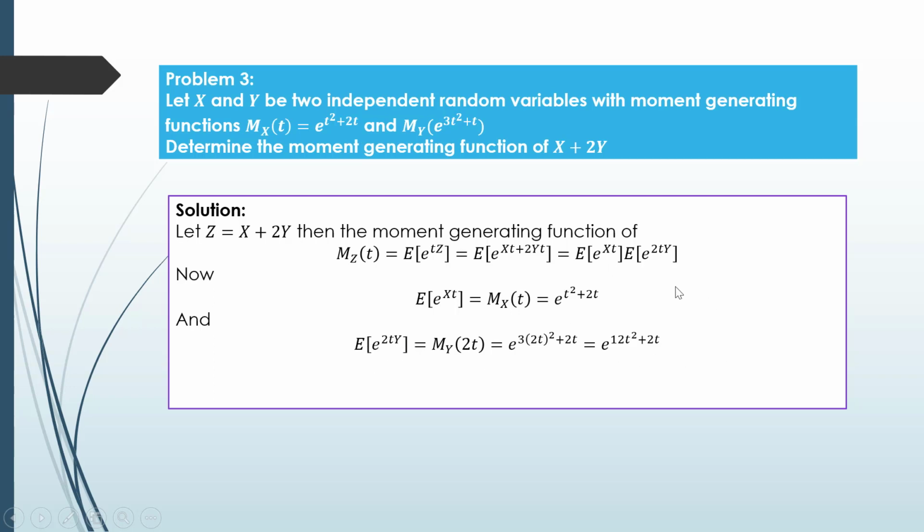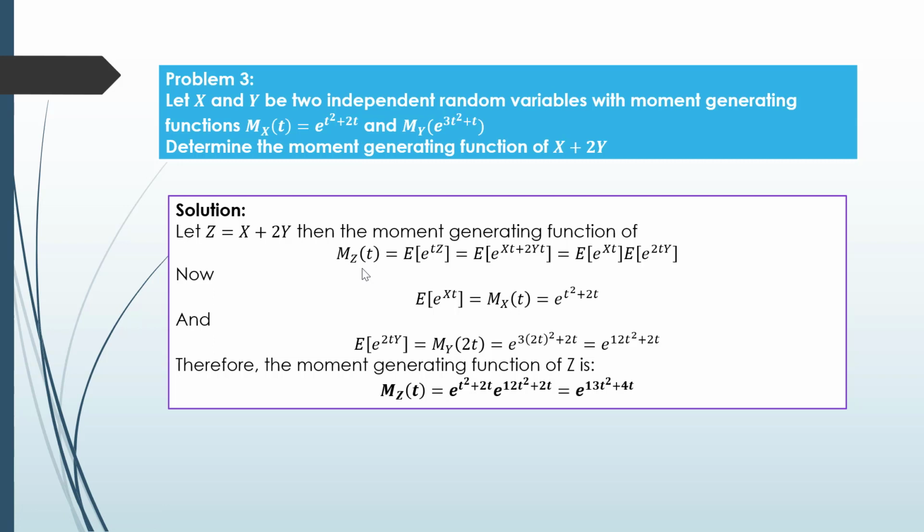Now we multiply them together to get the moment generating function of z. So the moment generating function of z is e to the t squared plus 2t times e to the 12t squared plus 2t. And this is e to the 13t squared plus 4t. By the way, on the exam, it's quite often that you have to encounter questions related to moment generating functions. So the moment generating function is a part of knowledge that you cannot skip.